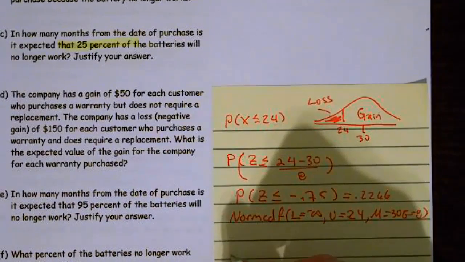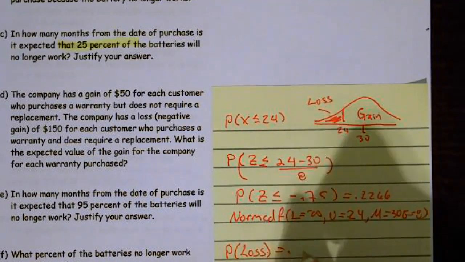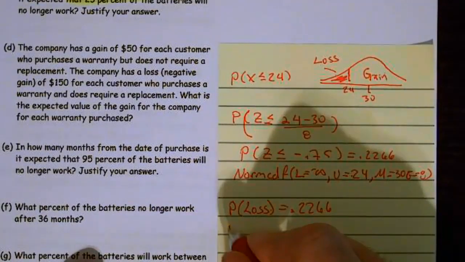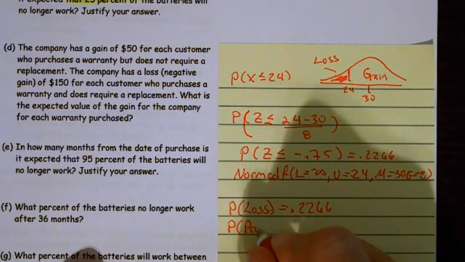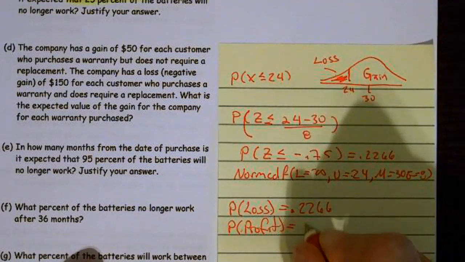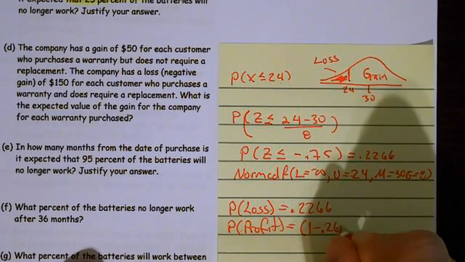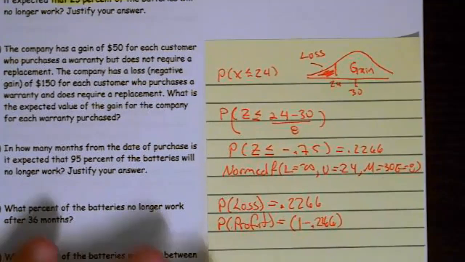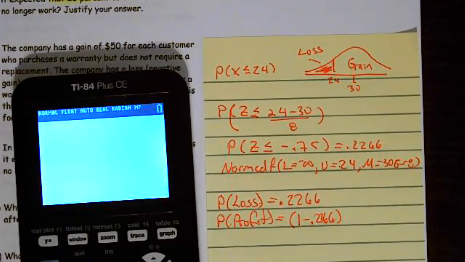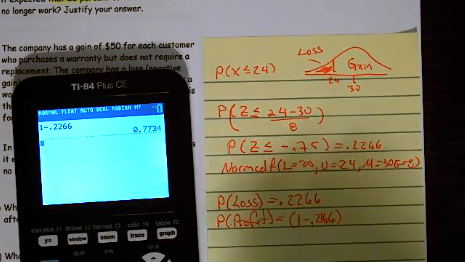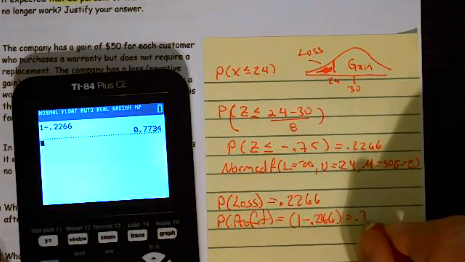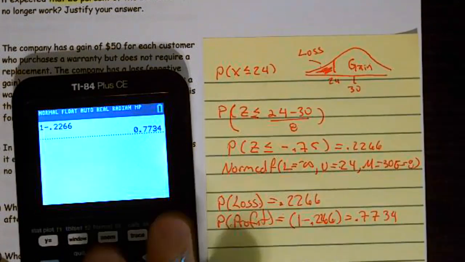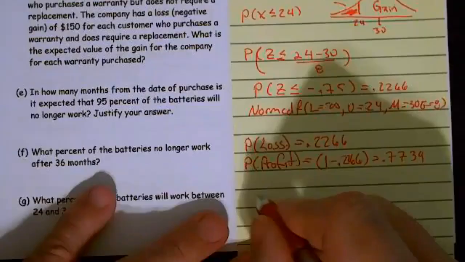All right. So the probability of a loss equals 0.2266. The probability of a gain or profit equals 1 minus 0.2266. So what is that? 1 minus 0.2266 equals 0.7734.